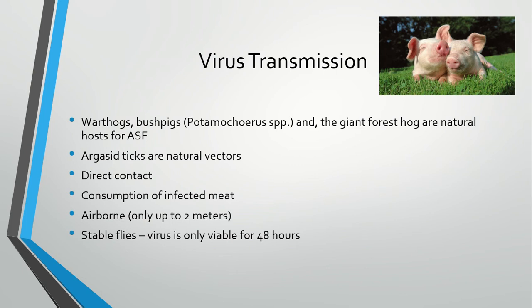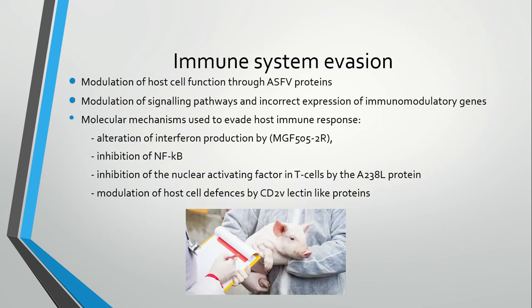Consumption of infected meat that is undercooked also allows for virus transmission. The virus can be airborne for up to 2 meters. This allows for transmission within a herd rather than between herds. Stable flies are also known to carry the virus. Viability of the virus for up to 48 hours within the fly. This also allows for transmission within the herd rather than between herds.